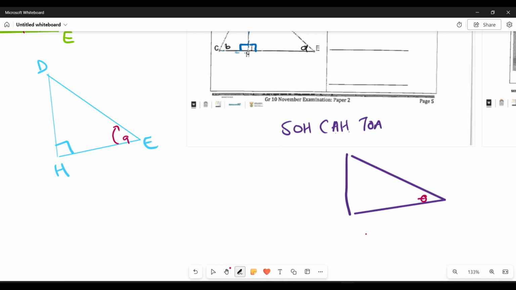Now, when I say opposite, I'm going to look for the line that is opposite to this theta. This would be my opposite, right? And if this is 90, remember, the line that is opposite to your 90 degrees would be your hypotenuse. And as a result, this line is adjacent to this reference angle. All right, this is how you go about determining these values. And tan here, as I've said, is going to be your opposite over your adjacent.